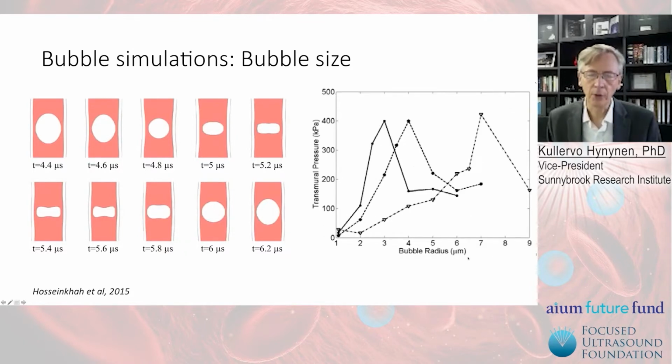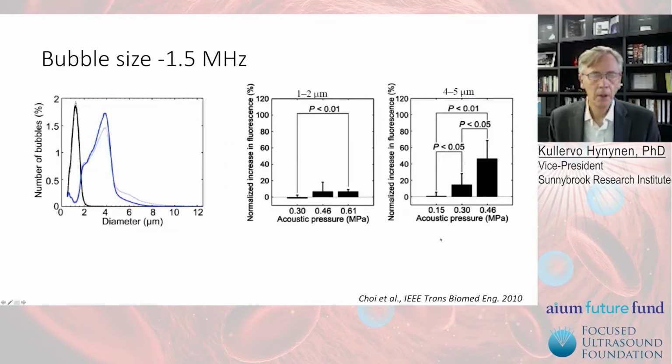And the same is true for transmural pressure. So Joy did the first study looking into bubble size. This was done at 1.5 megahertz, and from the previous picture, we need to relate that there could be a frequency dependence. So he looked at two populations of bubbles, small 1 to 2 micrometer bubbles, and then about 4 micrometer sized bubbles, and demonstrated there is an increase in fluorescence versus acoustic pressure.